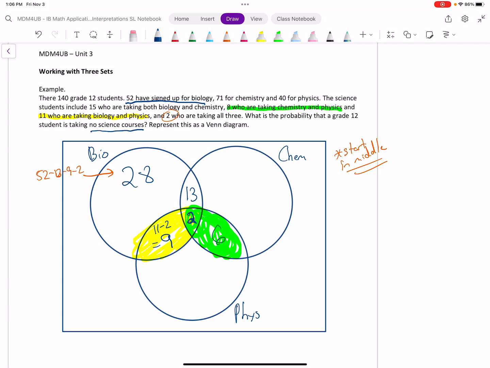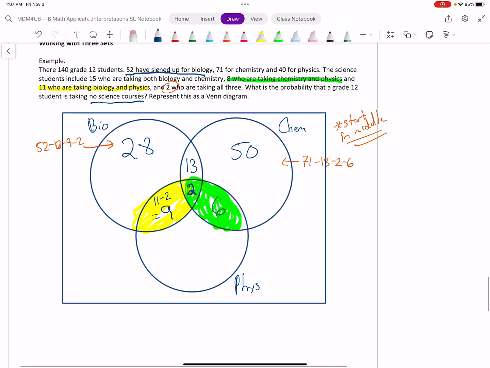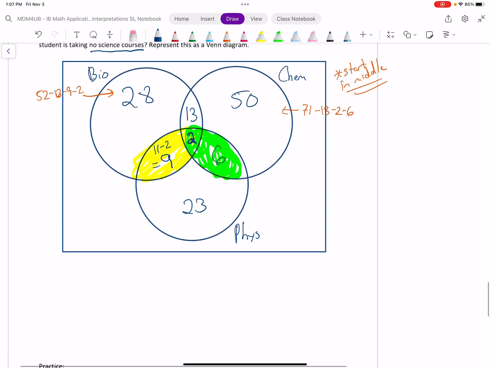And I can do the same thing for all the other ones. So the chem, total number is 71 minus the overlaps. And so these are the people just taking chem, which there's 50. And you can try out the physics one. That's 23. So we've got our Venn diagram. There's a lot of information contained in here that you could use to answer questions.